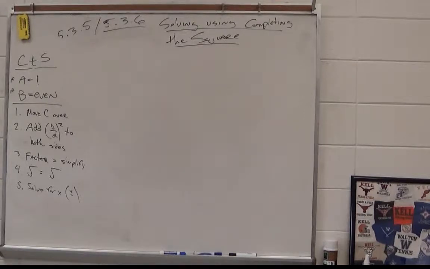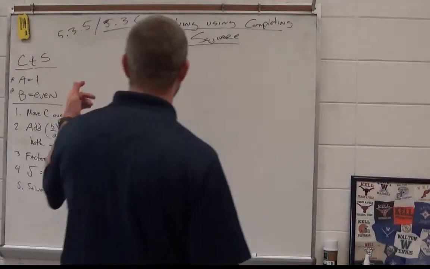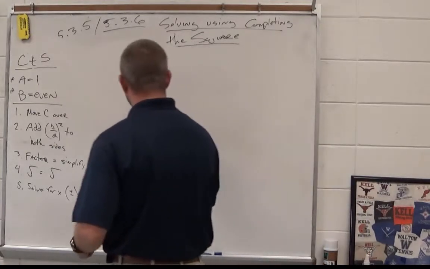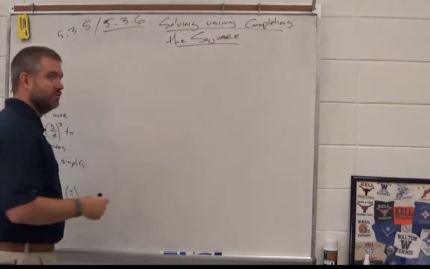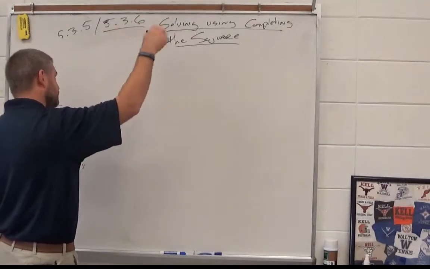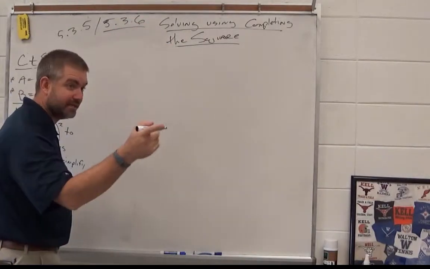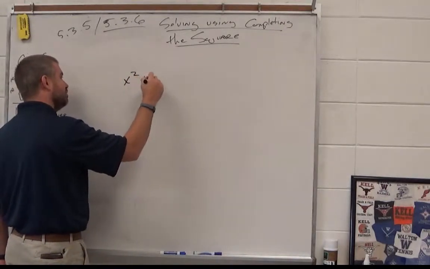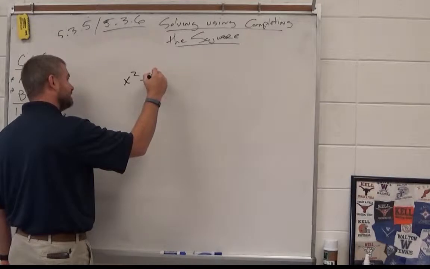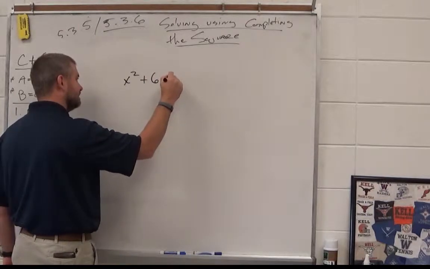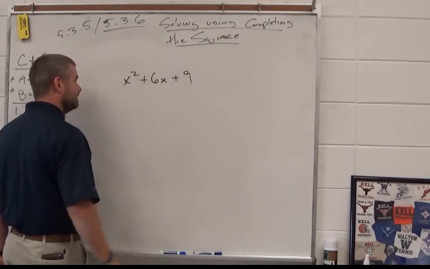Alright, so today we're talking about 535, completing the square, and 536. Before we get into solving using completing the square, we've got x squared plus, let's say, 6x plus 9, like this.